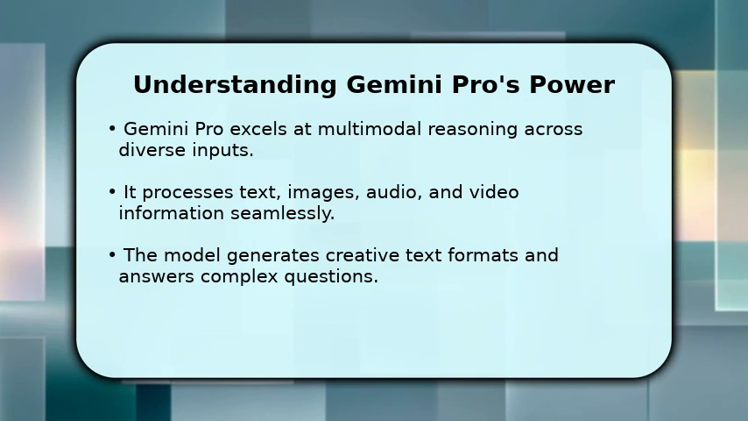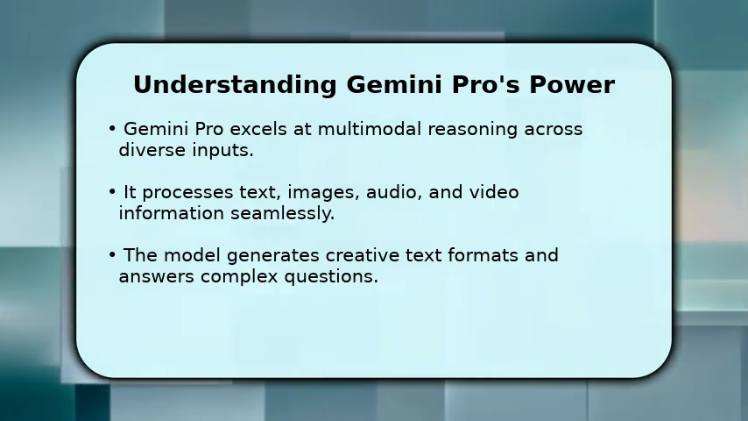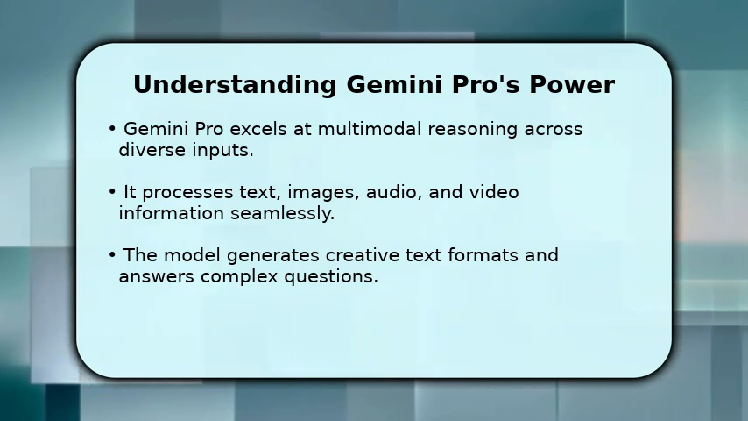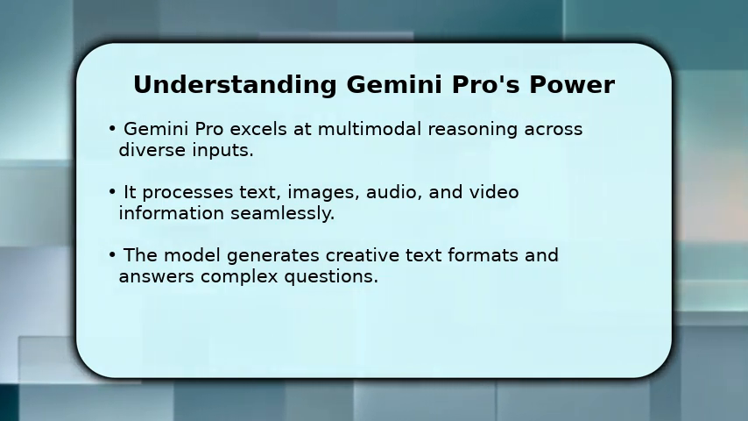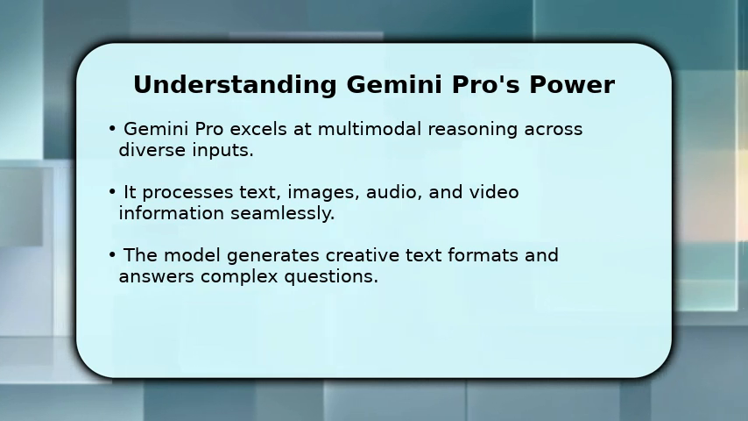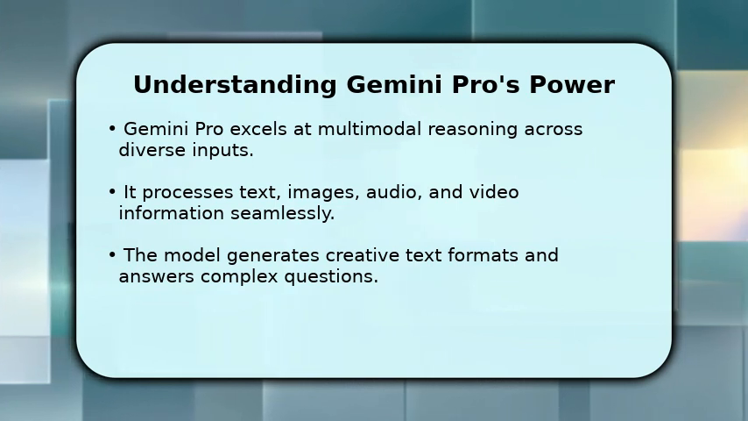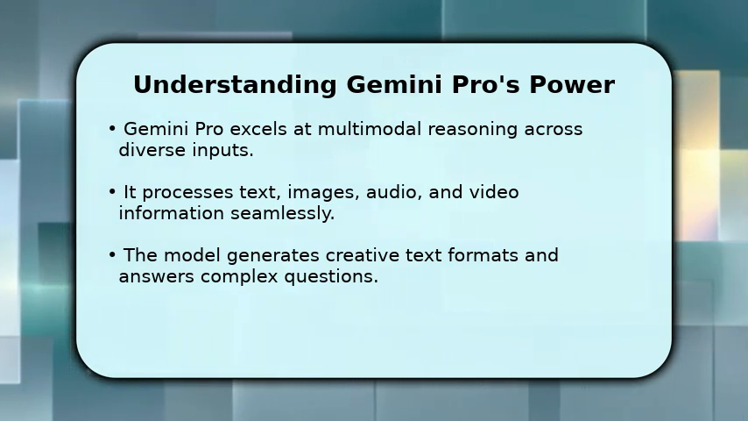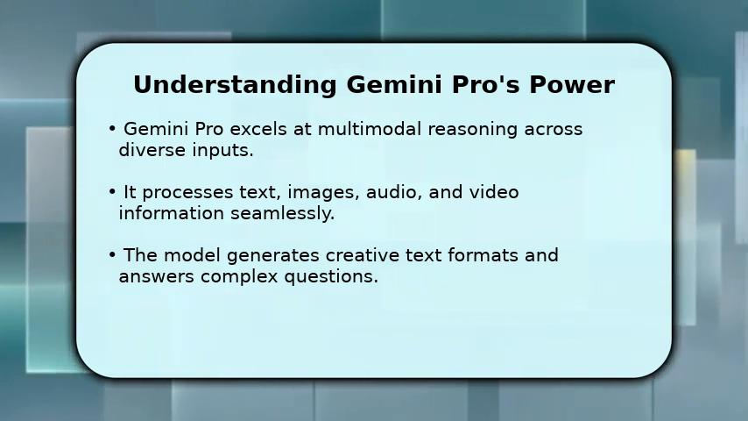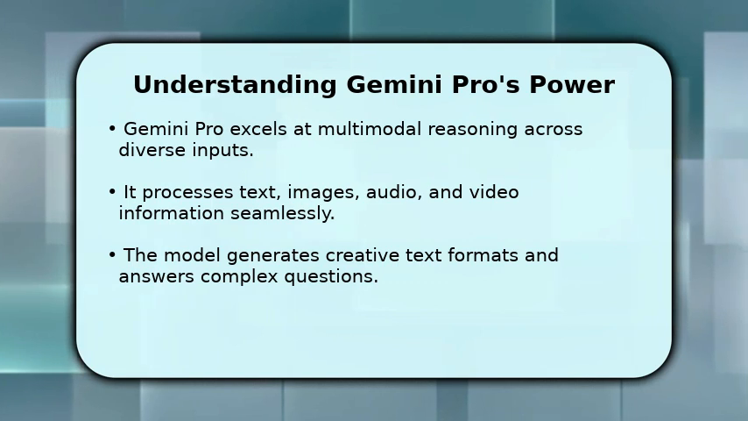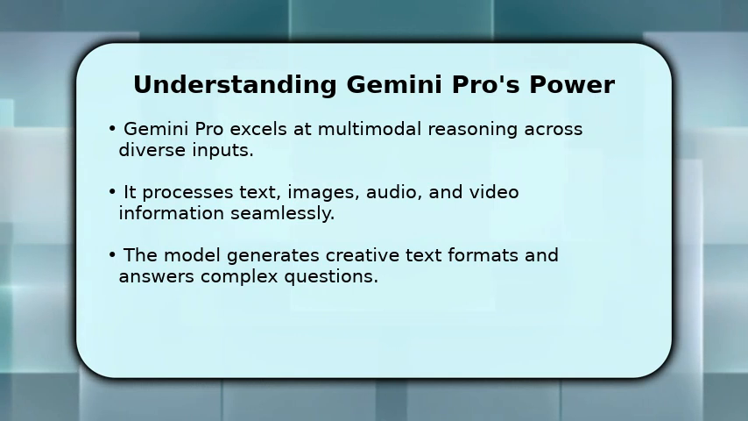Gemini Pro stands out with its impressive multimodal capabilities, allowing it to understand and process information from various sources simultaneously. Imagine feeding it an image and asking a question about its content, or providing a document for summarization. It can handle text, images, and even audio or video data, making it incredibly versatile. This advanced reasoning helps it generate creative content, summarize lengthy documents, and answer your most challenging questions with remarkable accuracy.